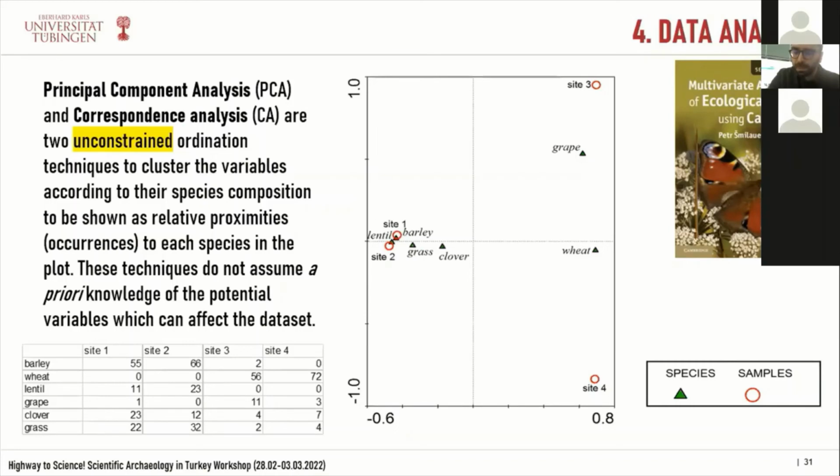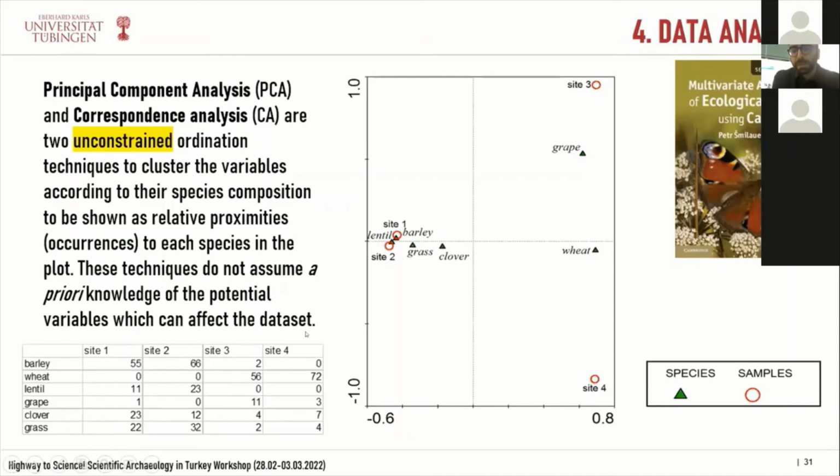That could be the independent variable which affects your data set. However, in correspondence analysis and principal component analysis, we don't use these constraining independent variables. Okay, in this picture, you can see that there are different sites, here you can see there are 4 different sites and 6 different crops. So you can see that barley appears 55 times in site 1.